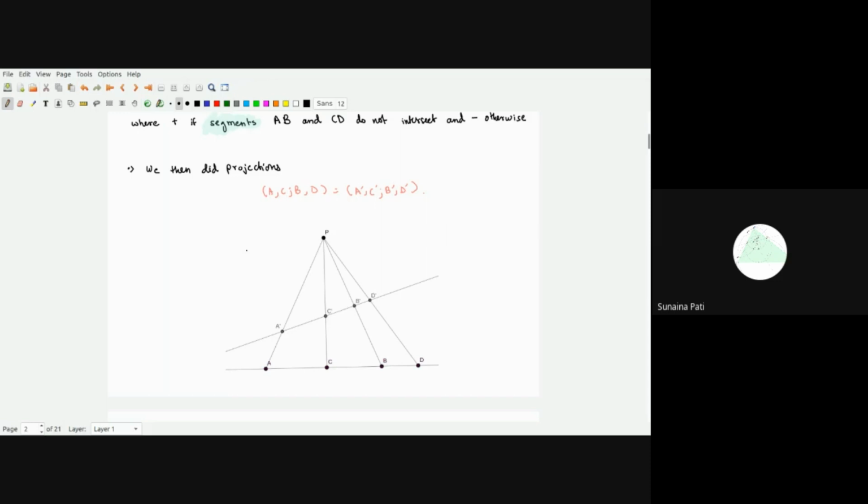Then we did projections last class. So this was line to line. Basically, the cross ratio of ACBD and the cross ratio of A dash, C dash, B dash, and D dash are the same. We proved it last class also.